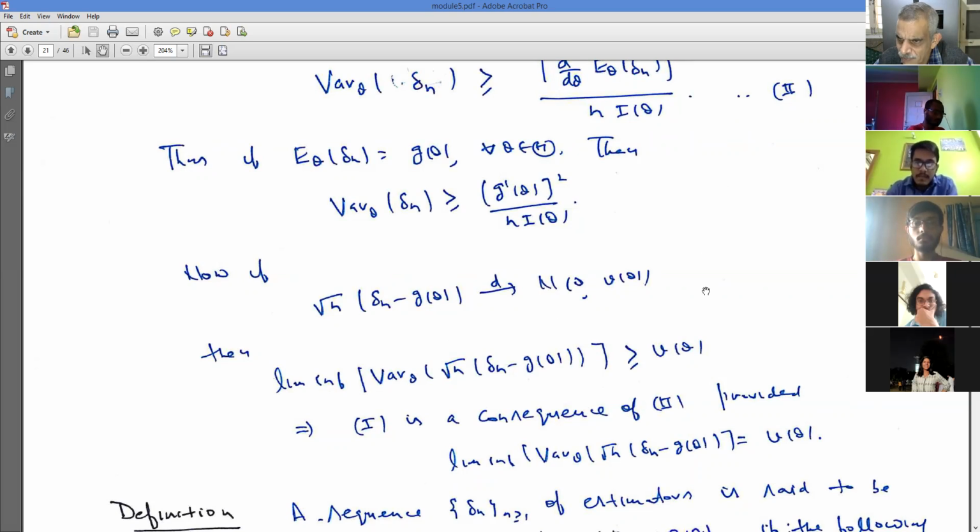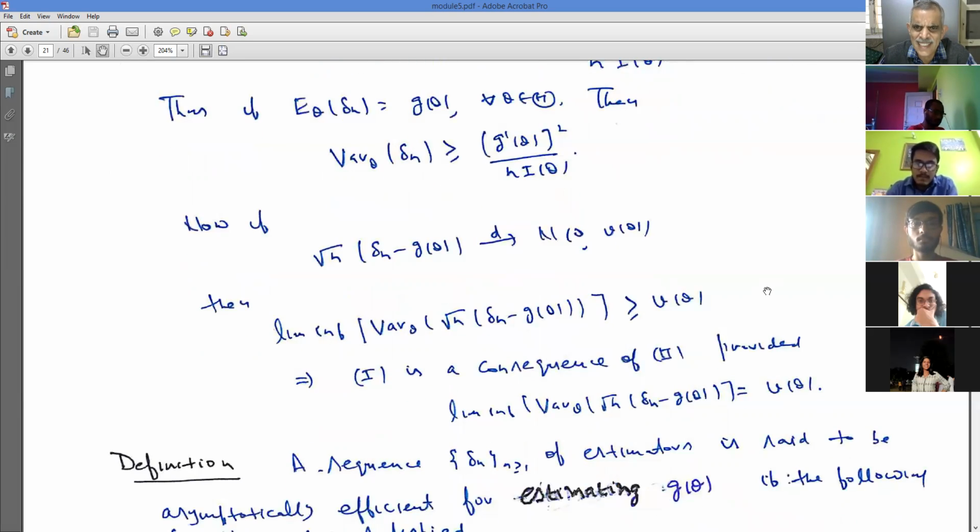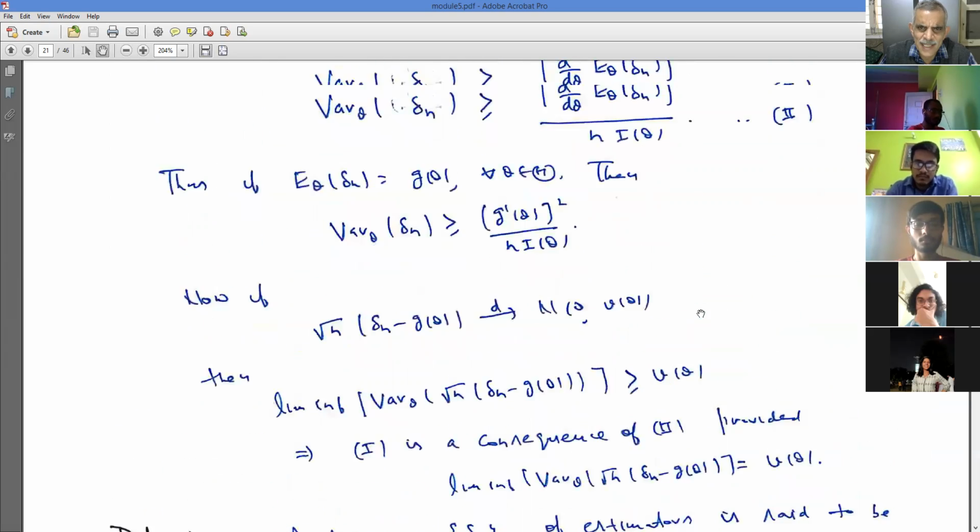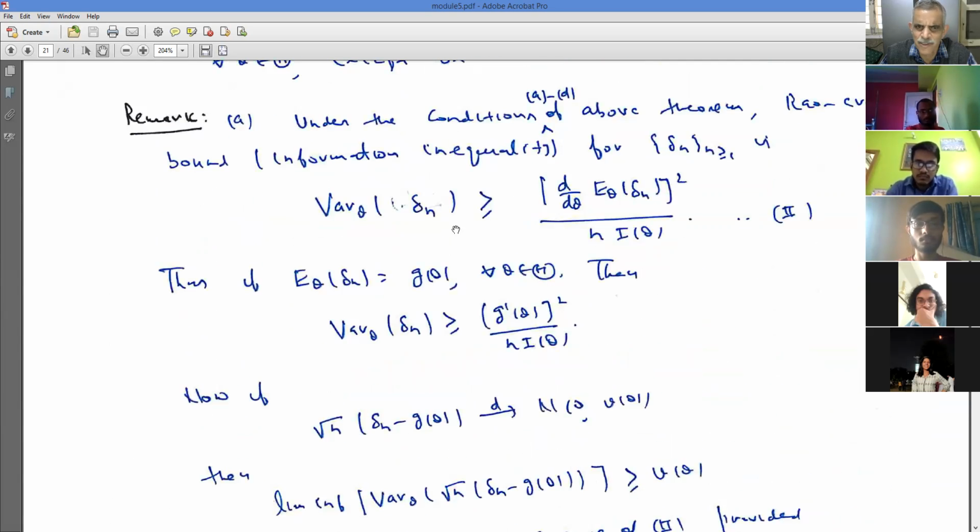But if you're interested in a proof, you can look at any book or any paper on asymptotic performance of estimators. This would be there. I think Lehmann, it should be there. Right? Is that clear?